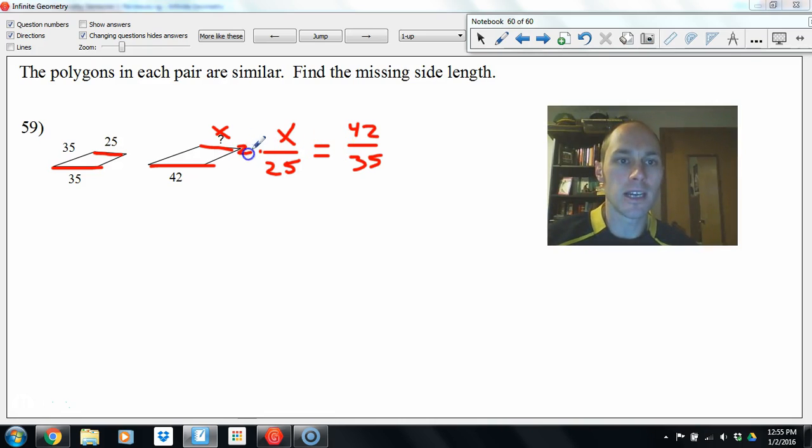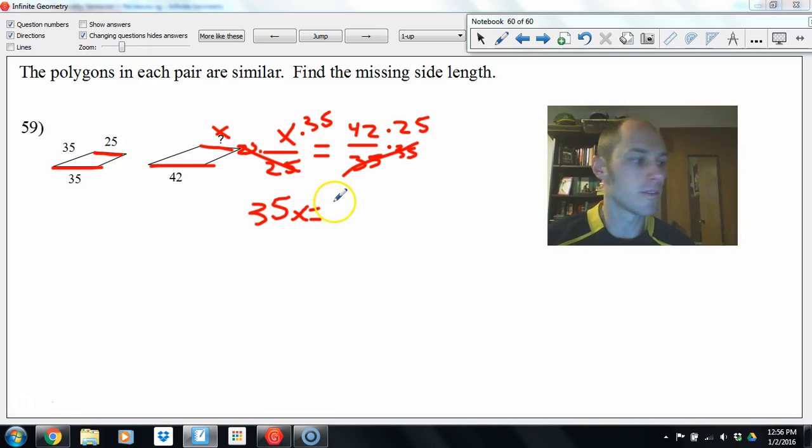So if I multiply both sides by 25, so 42 times 25, and dividing by 35, I can multiply by 35 to eliminate that on the right side. So I know 35 times x, the cross product, is equal to the cross product of 42 and 25. 42 times 25 is 1050. And I divide both sides by 35 to get x by itself, so x would be 30.